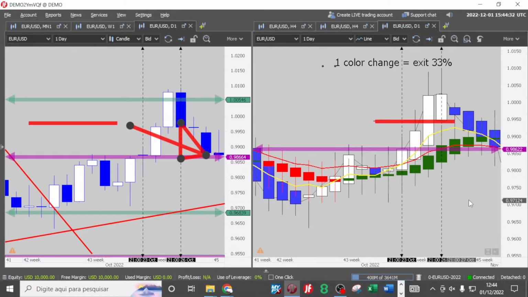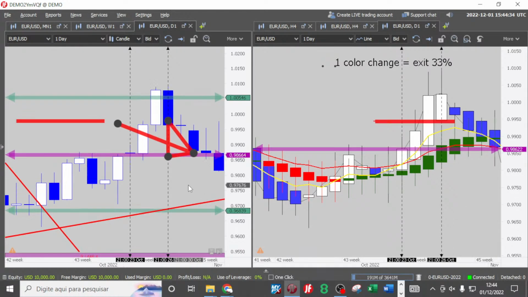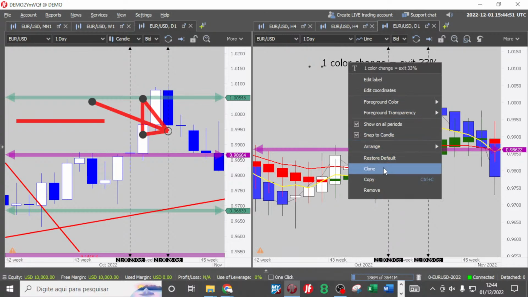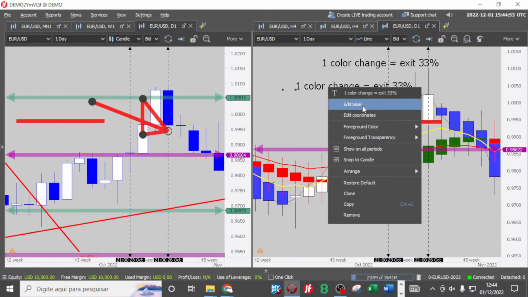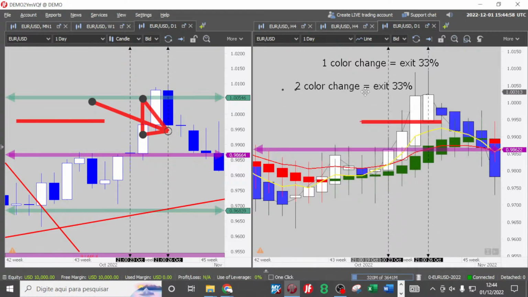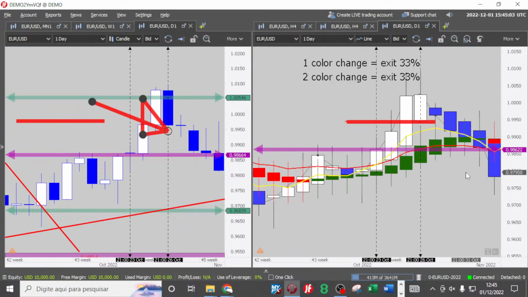What happens next? We are now losing. Gianpaolo is smiling. Oh, I told you to get out. What happens next? And here the Heikin-Ashi color changed. Now remember, we exit. So this is the second color. Edit label. This is the second color. We exited, right? Now pay attention with the cross. We are still in the last 33%.